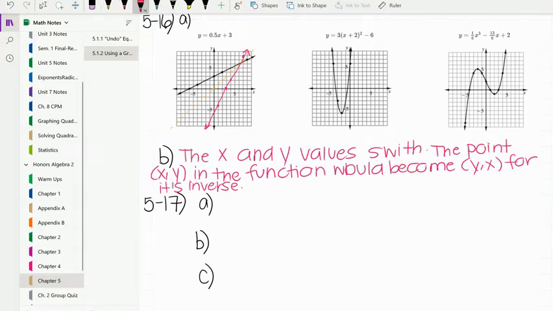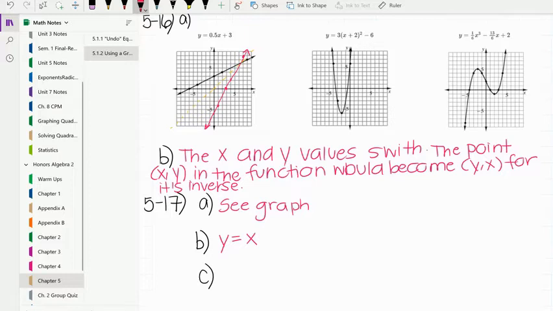For part A, it says draw the line of symmetry. I'm just going to say see graph because we already did that. Now for part B, it says find the equation of the line of symmetry. So the line of symmetry is y equals x. So what we just did is we found yet another way that we can graph it.